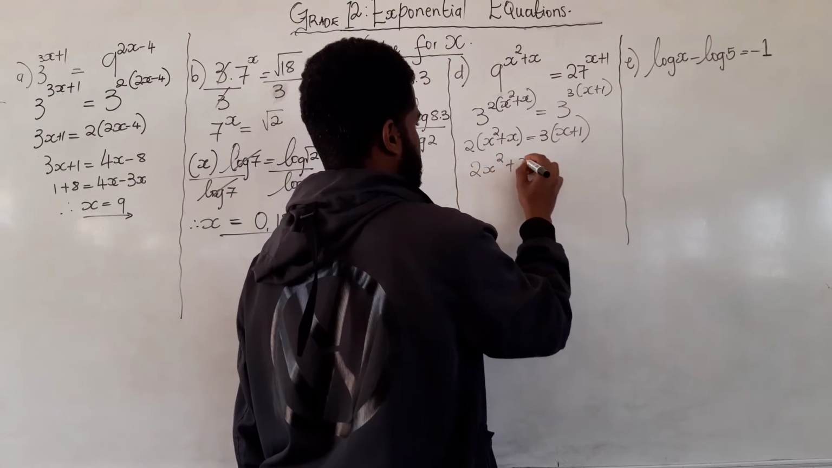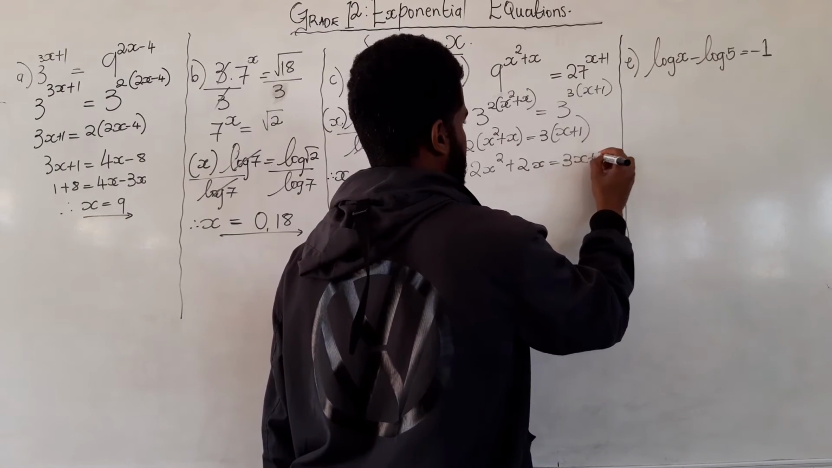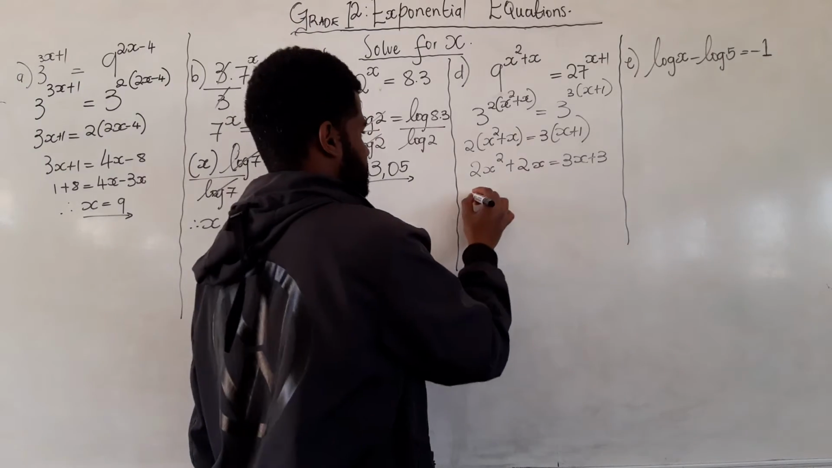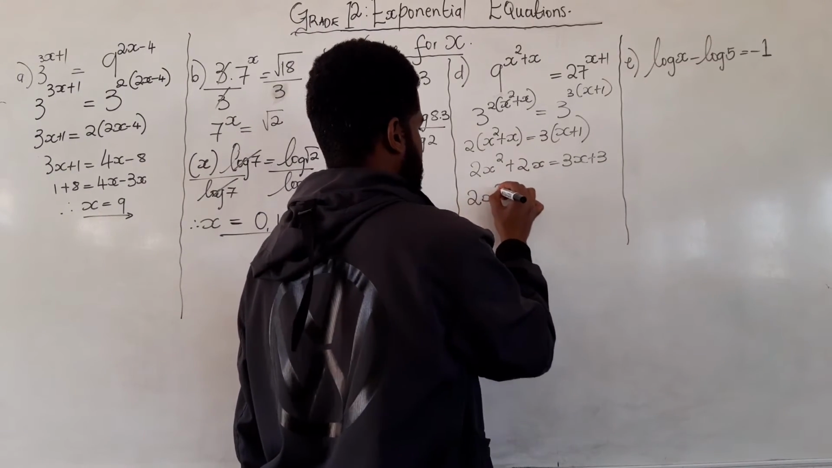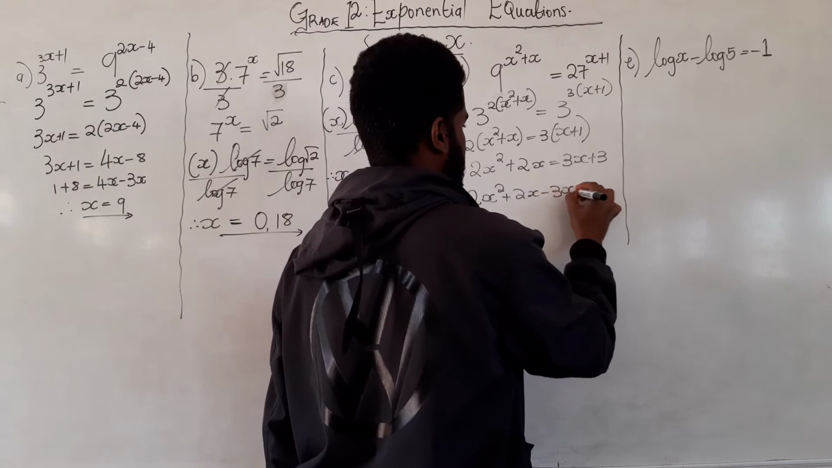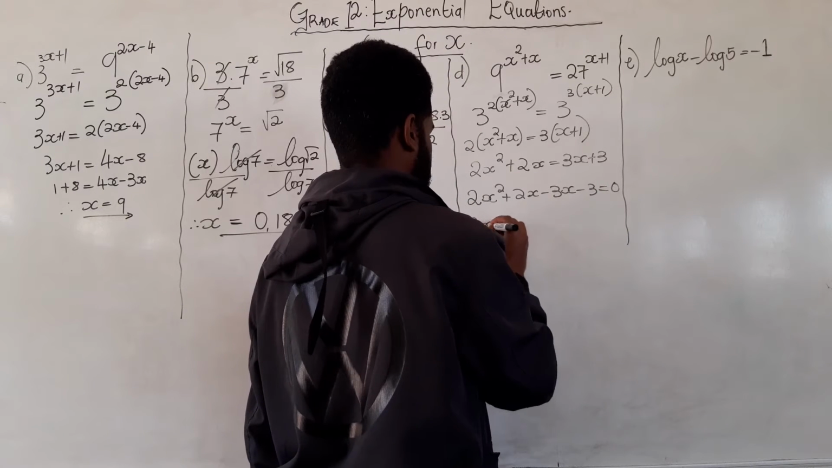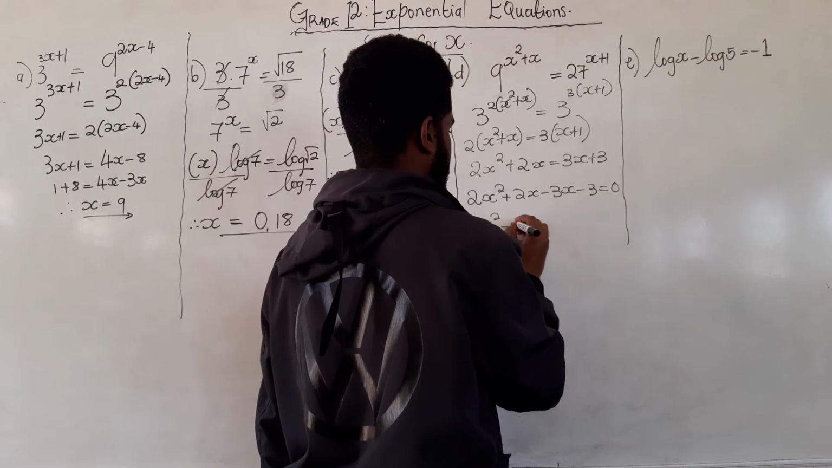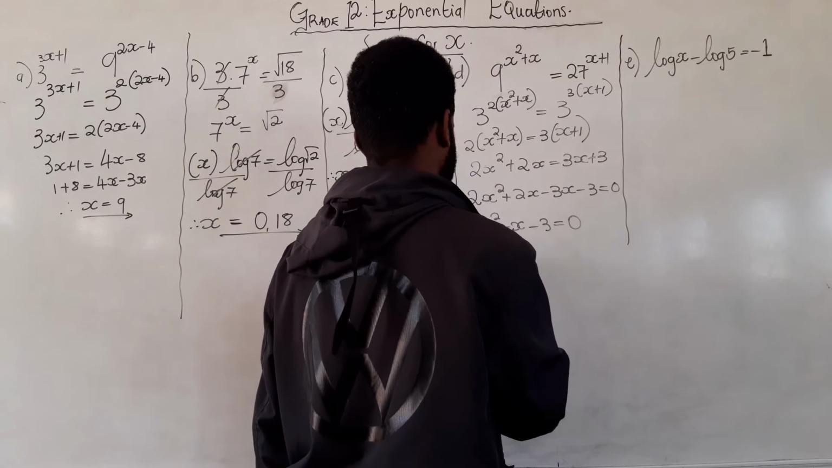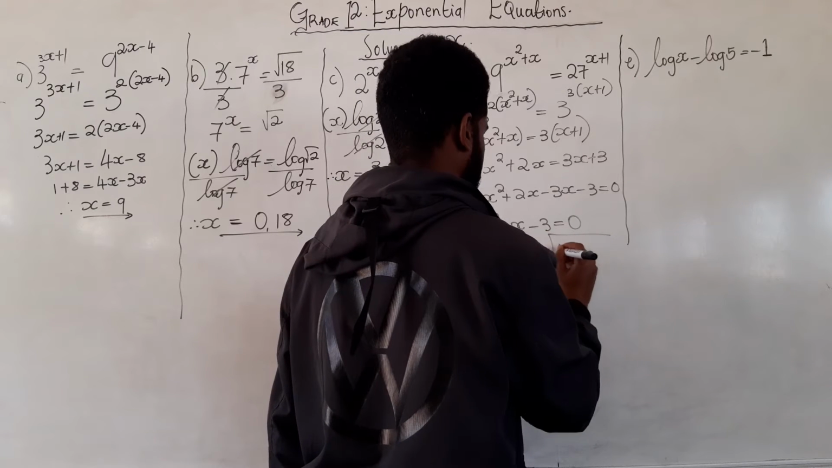And then multiplying 2 by each term, x squared and x, we get 2x squared plus 2x is equal to 3x plus 3. And then we collect our like terms, and we are left with 2x squared plus 2x minus 3x minus 3 is equal to 0. So 2x squared minus x minus 3 is equal to 0. And then you can punch this into your calculator.